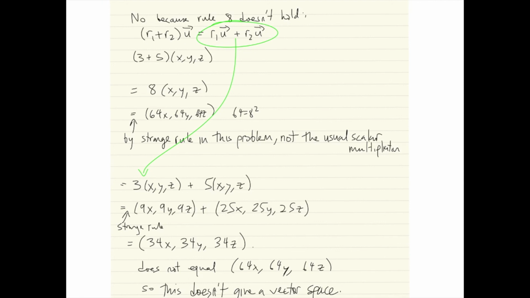So these two sides of this equation are not equal, and therefore this set of triples in R3, but with a strange scalar multiplication rule, does not form a vector space. And since it doesn't, that's why we'll never include this operation in the rest of the book. We're interested in vector spaces in linear algebra.